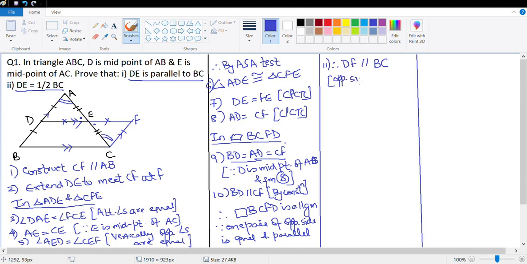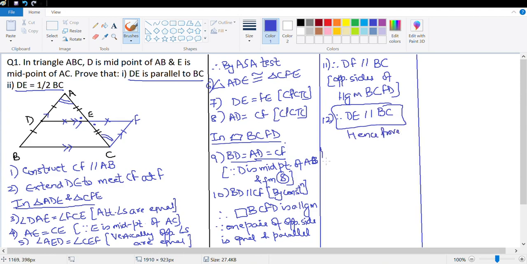Opposite sides of parallelogram BCFD. So these are opposite sides of parallelogram. DF is parallel to BC, which gives us number 12. Therefore, DE is parallel to BC. This is what they wanted us to prove. Correct? So hence proved. Why is DE parallel to BC? Since DE is part of DF. Perfect. So we've got DE is parallel to BC. My first part is done.